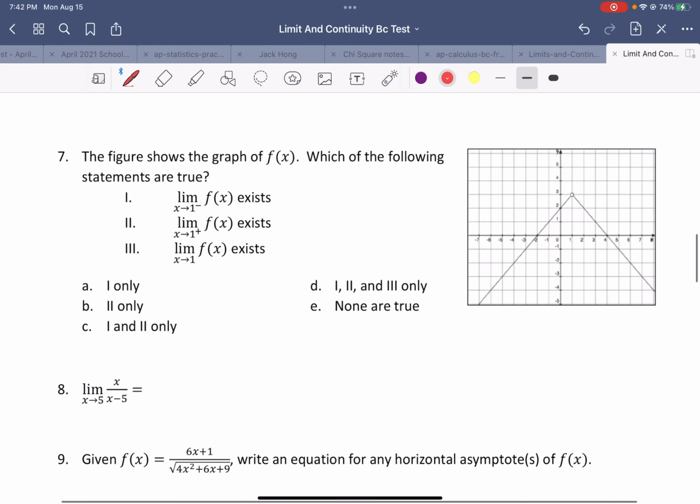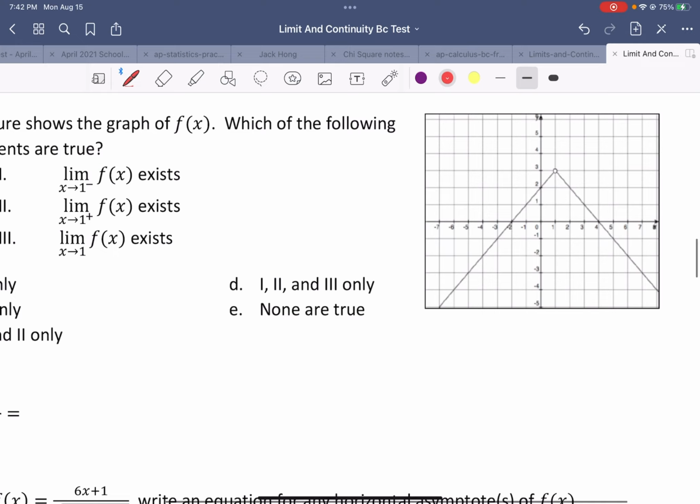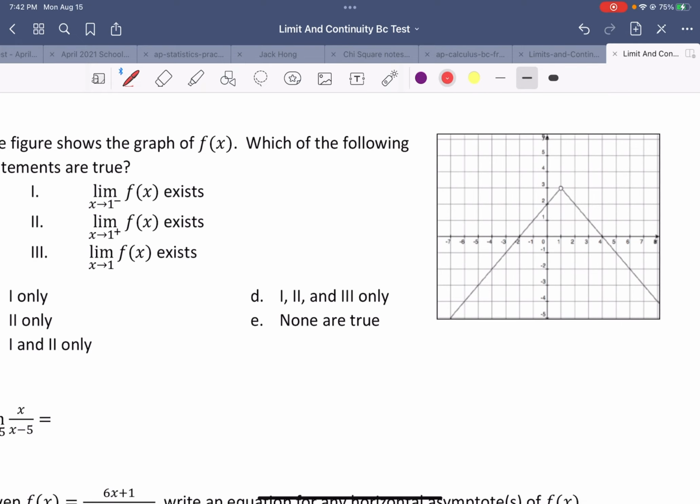Now number 7, the figure shows the graph of f of x, and which of the following statements is true? Okay, so they give you this one. A lot of students got confused. There's a hole, so they believe the limit does not exist when x equals 1, but that's not true. For the limit, even if there's a hole, the limit still exists. Okay, remember that.